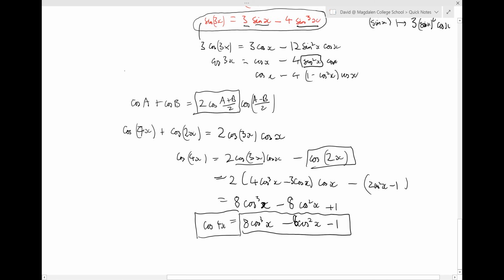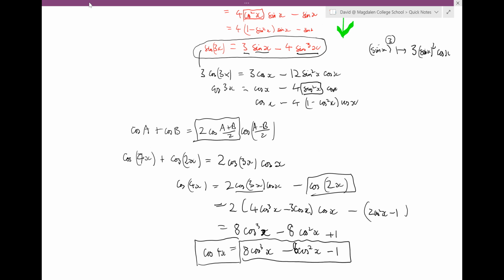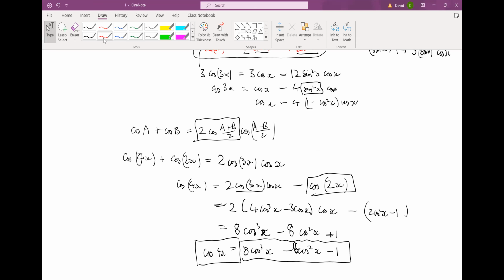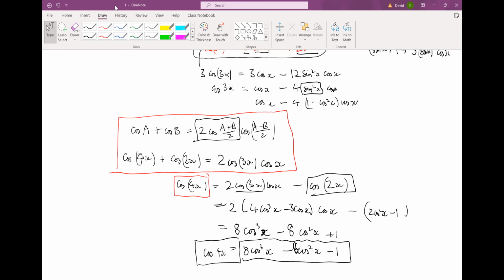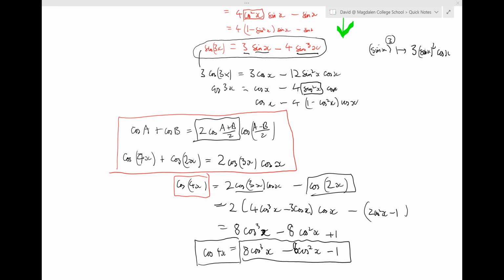Focusing on this part here, I ended up with a formula for cos 4x. Now, don't do it, but how could I find an expression for cos 5x? And what form would that expression for cos 5x have?